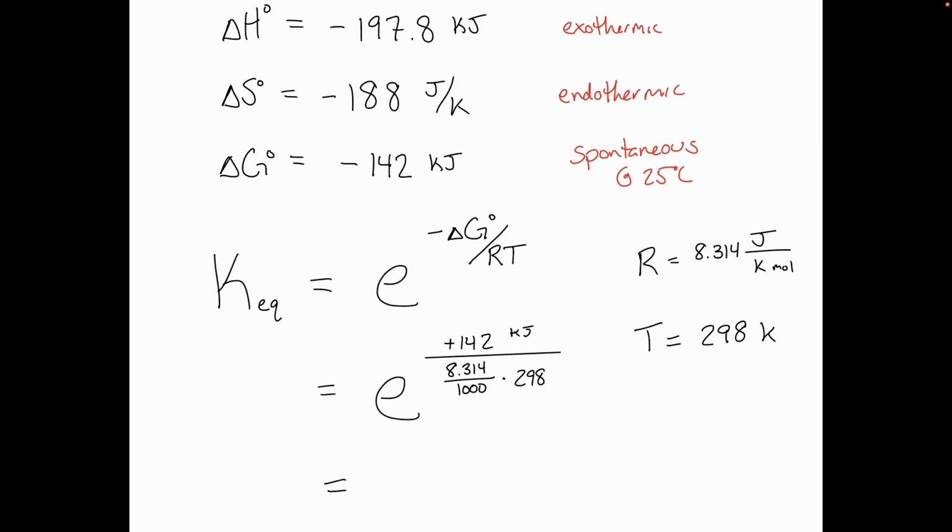All right, and we get some just absolutely massive number. 7.784 times 10 to the 24. So indeed, our K_eq strongly favors our products in this reaction.